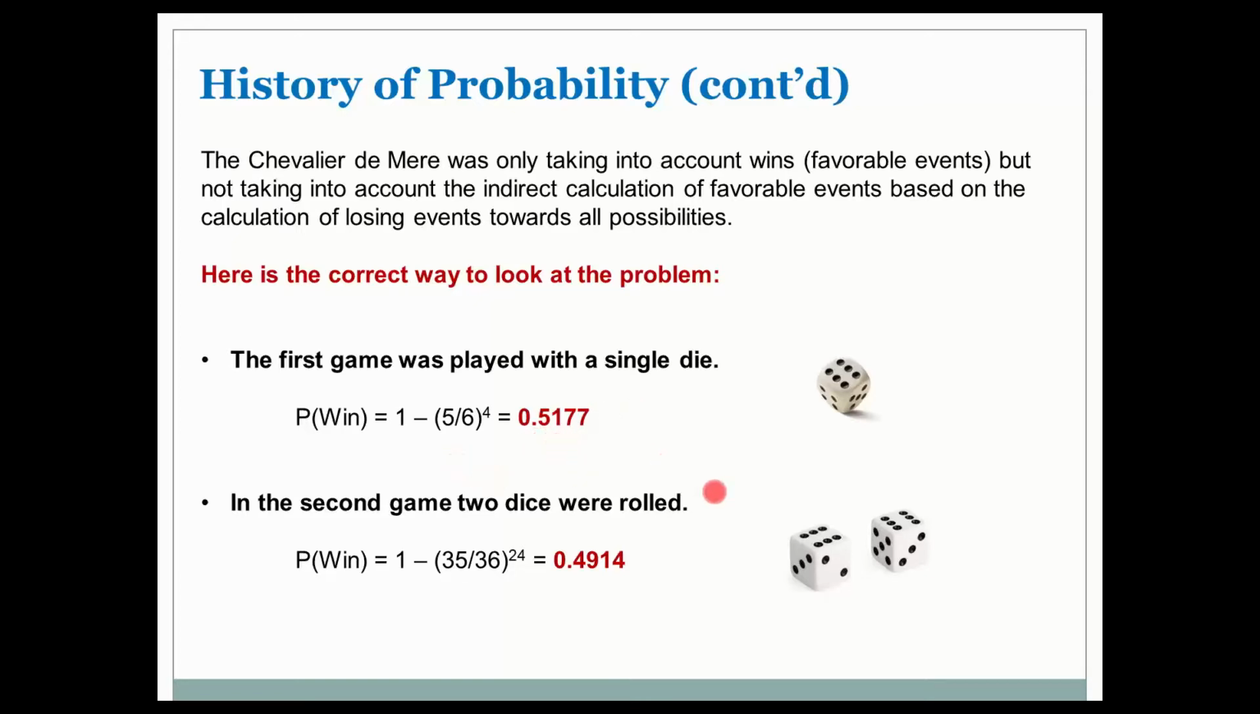But on the second game, when 2 dice were rolled, again, the probability of winning would be 1 minus the probability of not winning, to the 24th power. And look, it's less than 50%. So actually, over time, you would lose your money. You can see you're taking into account the whole picture here. You're not just looking at the odds of winning. You're taking the odds of losing and subtracting it from everything, which leaves you with your odds of winning. So you have to take into account both the winning and the losing. We'll talk about why we're subtracting it from one in a later slide.